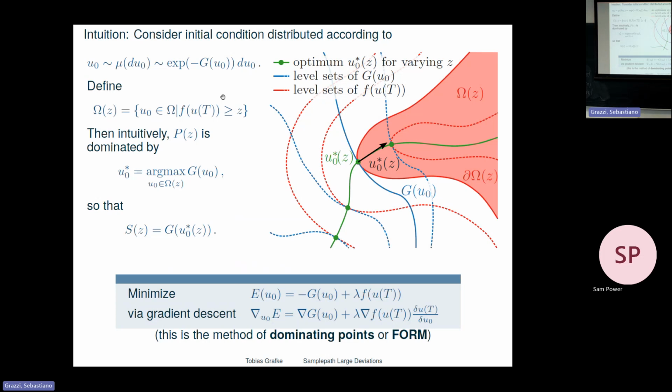So not sure whether anybody gains anything from this perspective, but these kinds of pictures come up a lot. Yeah.